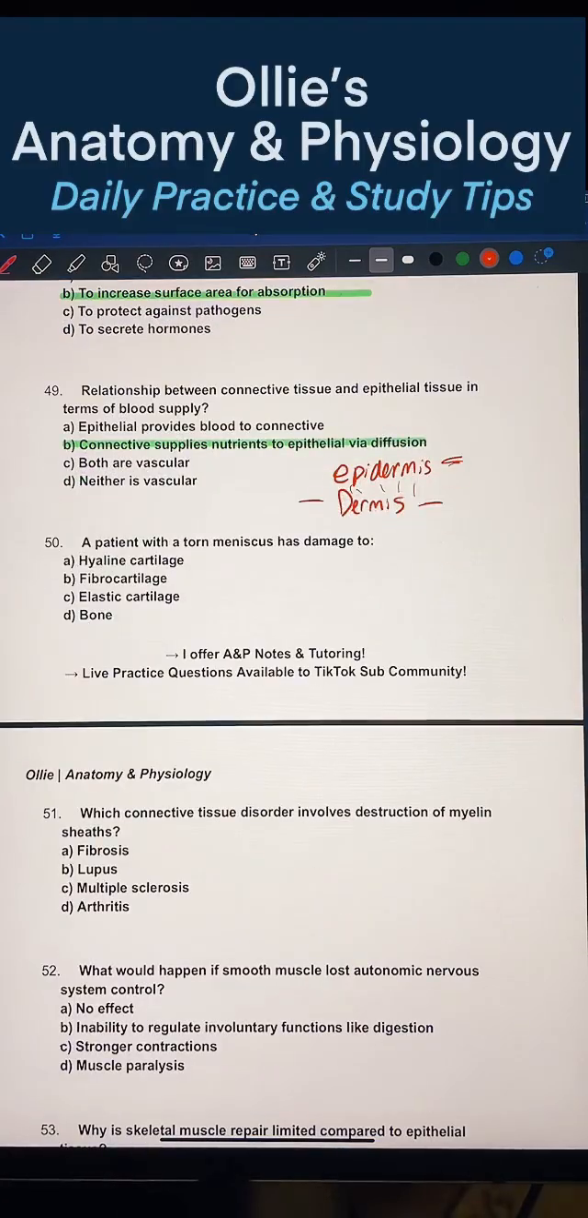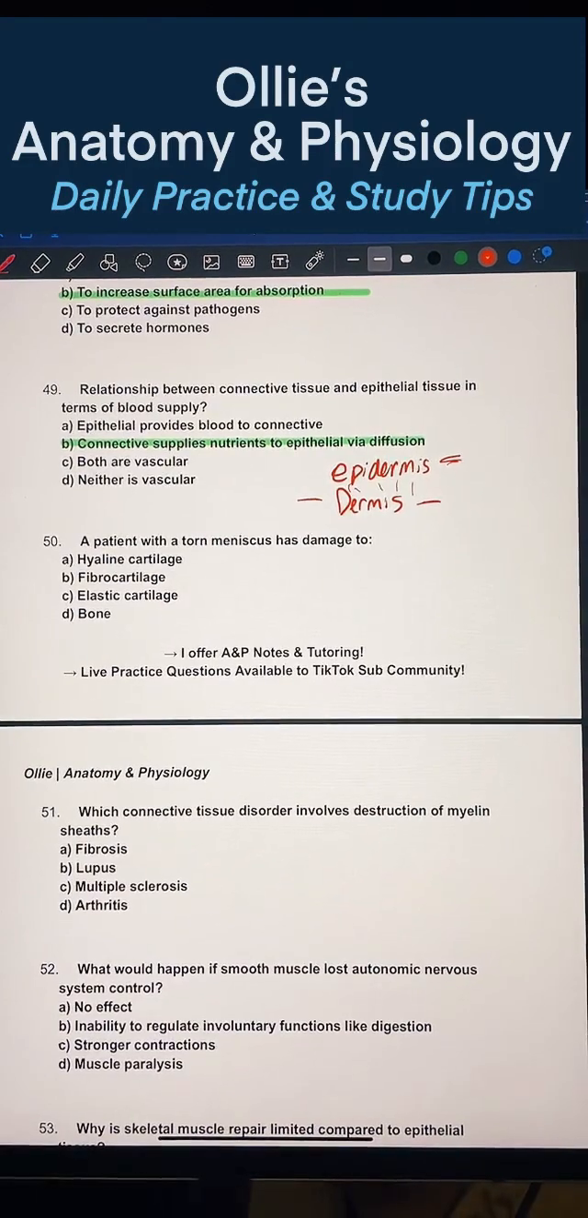Number 50, a patient with a torn meniscus has damage to what? A, B, C, or D? Yep, pseudostratified. So stratified is kind of in the name. Stratified means multiple layers. Pseudo means false. So it quite literally means tissue that looks like it's layered, but it's not. It's falsely layered. So it's just one layer, but it gives off the appearance that it has multiple layers.